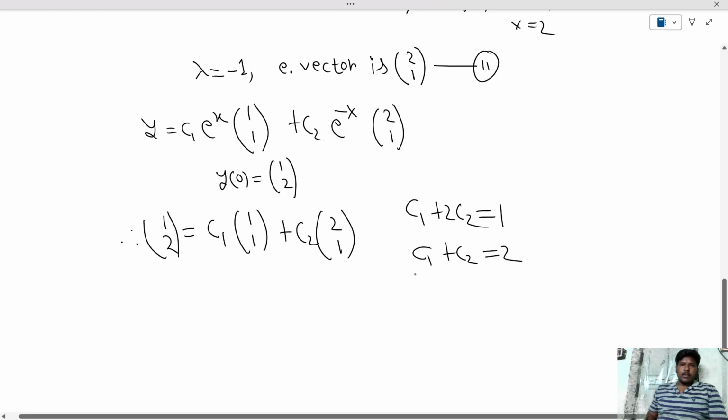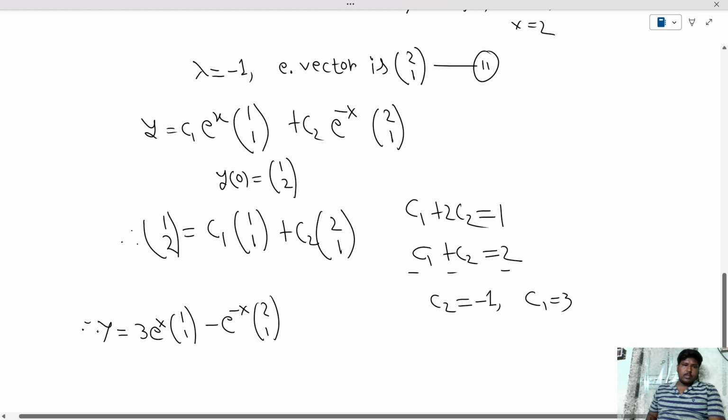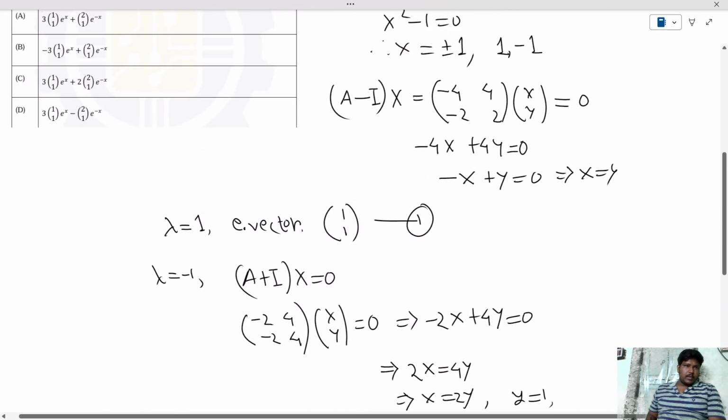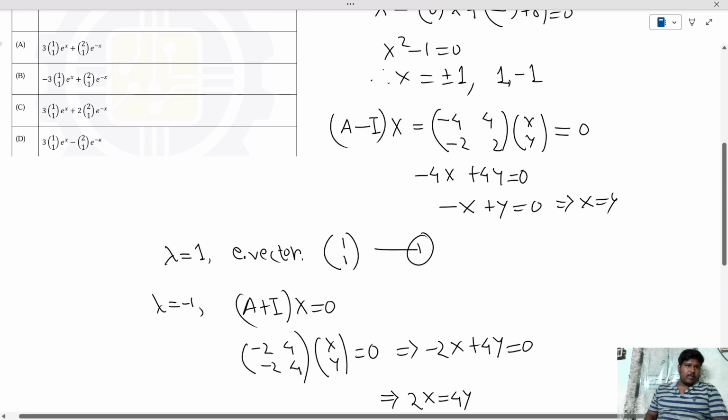अगर इसको माइनस करेंगे तो c1 cancel होगा, तो c2 का वैल्यू आएगा -1 और c2 का वैल्यू अगर इधर हम पुट करेंगे तो c1 का वैल्यू आएगा 3. So our final answer is therefore y equals to 3 e to the power x (1, 1) minus e to the power minus x (2, 1). So this is our final answer. This is our final answer. So option B is true.